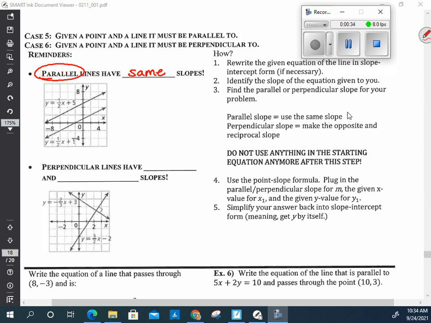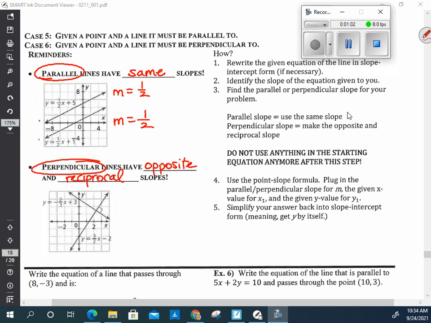Notice that in the diagram, the first line has a slope of 1/2. The second line has a slope of 1/2. So they have to be the same. For perpendicular lines, the slopes have to be opposites of each other, and they must be reciprocals of each other. Remember, that was taught in section 2.2 on slope.